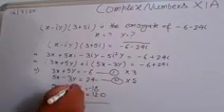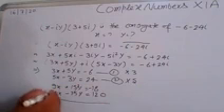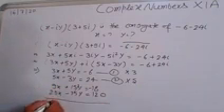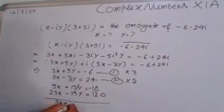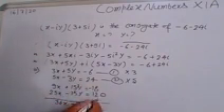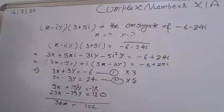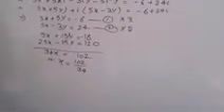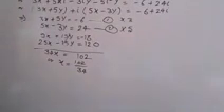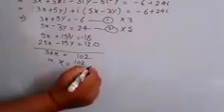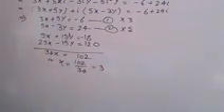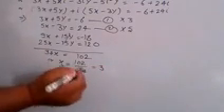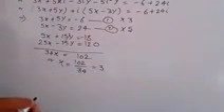By adding these two, the y terms cancel out, and here you have 34x is equal to 102. So the value of x is equal to 102 divided by 34, that is 3. So here x is equal to 3.